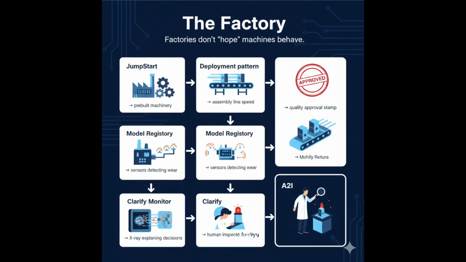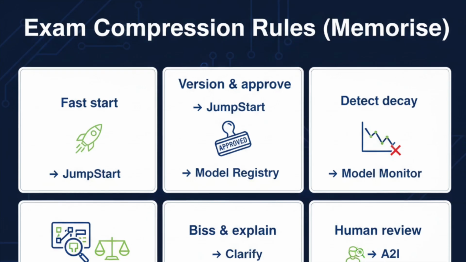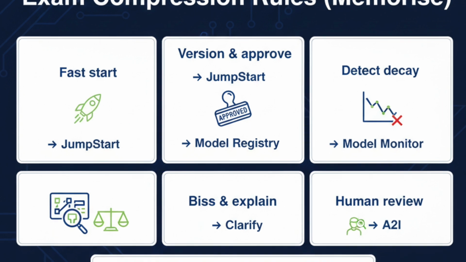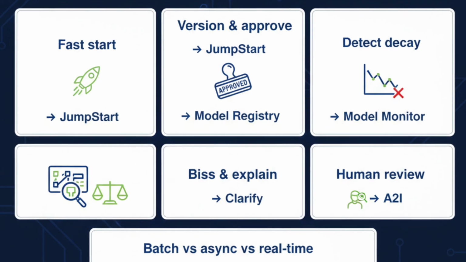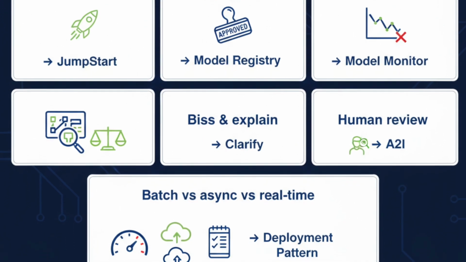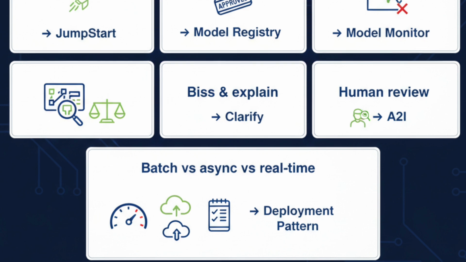One memory story, lock it in. The factory. JumpStart, pre-built machinery. Deployment pattern, assembly line speed. Model registry, quality approval stamp. Model Monitor, sensors detecting wear. Clarify, X-ray explaining decisions. A2I, human inspector for risky cases. Factories don't hope machines behave. Exam compression rules, memorize: fast start, JumpStart; version and approve, model registry; detect decay, Model Monitor; bias and explain, Clarify; human review, A2I; batch versus async versus real-time, deployment pattern.